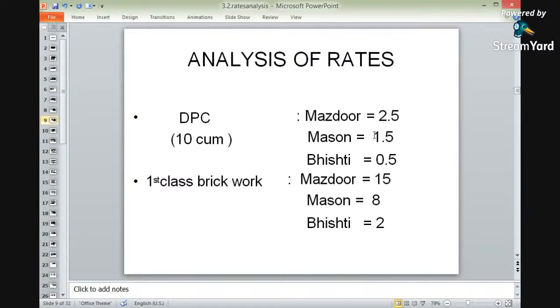It is calculated for 10 cubic meters, but depending upon the site conditions, or depending upon the quantities which we have calculated, we have to convert this according to the fractions. Here all the mazdoor, mason or bisti have been calculated depending upon 10 cubic meters, therefore the amounts are taken in fractions. The mason 1.5 and bisti 0.5.